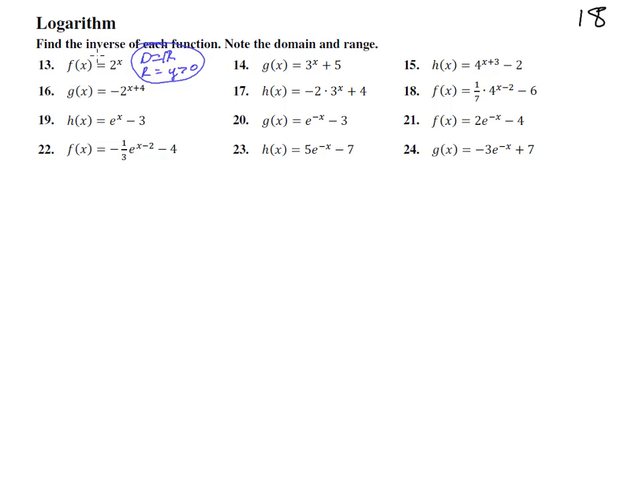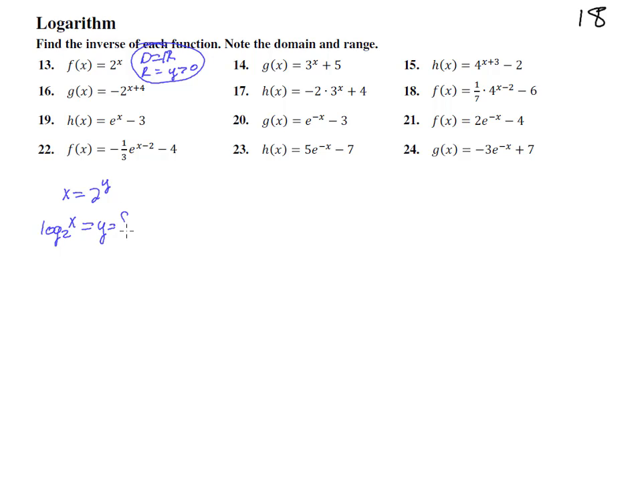So here we switch the x and the y, so we're going to have x equals 2 to the y. Now we're trying to get y by itself. That's why logarithms exist. So y equals the logarithm base 2 of x. So that's how we undo an exponential. We log base 2. Y is the exponent to which we raise 2 to get x, that is a logarithm. So that's the inverse function right there.